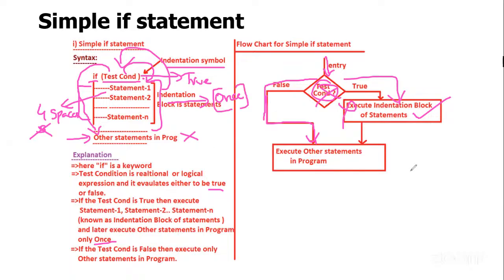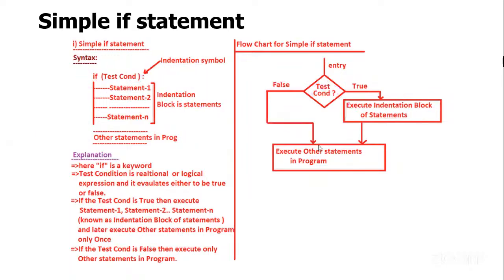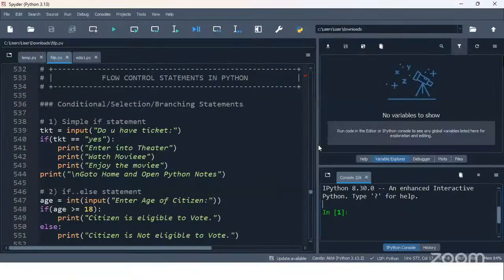Now let me take an example. I'll go back to Spyder. What am I doing here, guys? I'm coming up with an input function. Input function generally gets the value from the end user. The value will be returned from the end user and that value will be dynamically assigned to the variable, the object. So it is asking you a question.